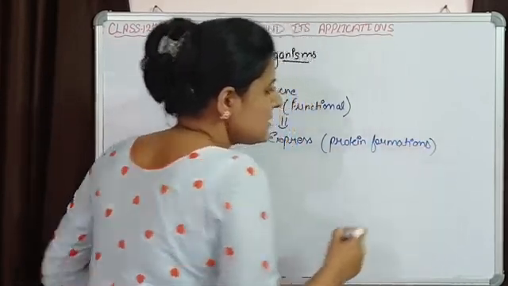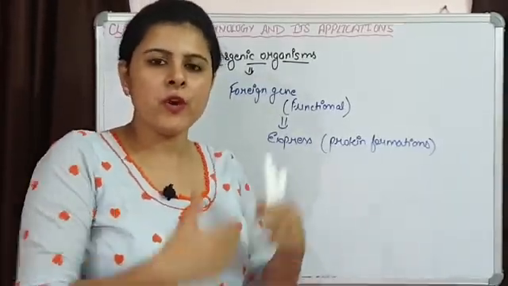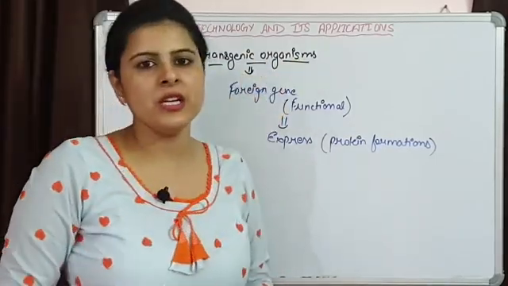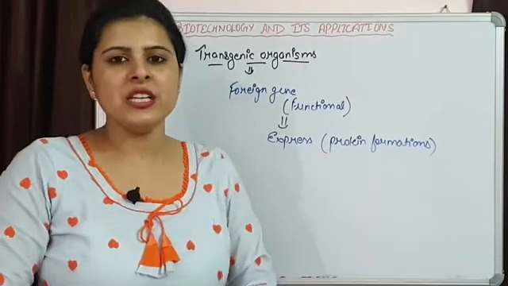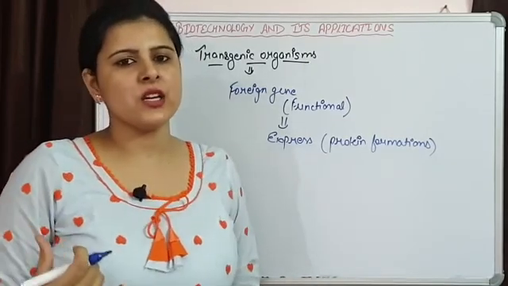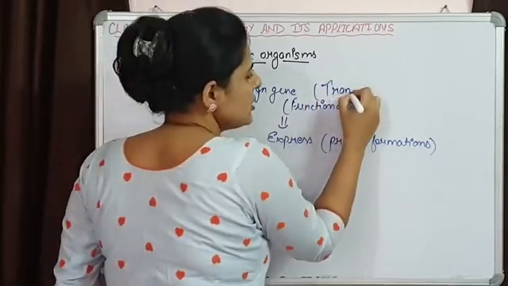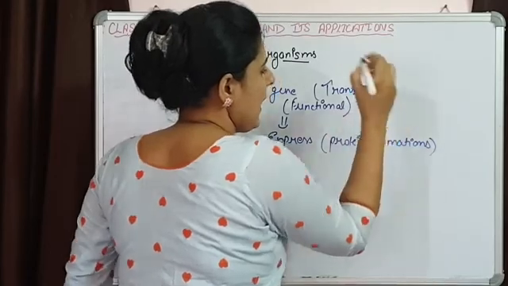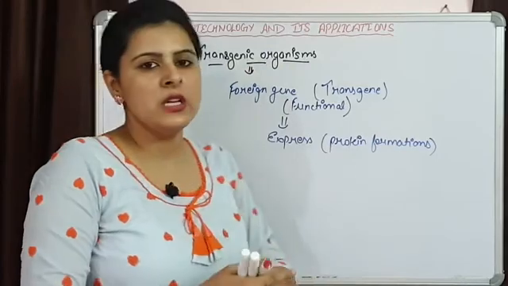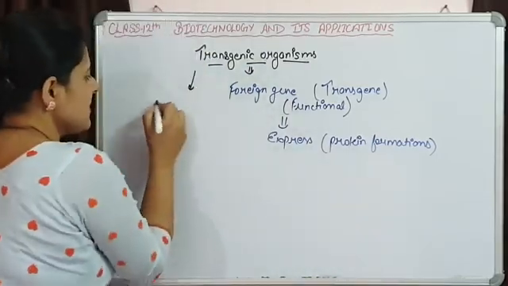So, such organisms which have received a functional foreign gene from a different species are known as transgenic organisms, and the gene that has been inserted into their genome, taken from another species, is known as transgene. And this whole process of making a transgenic organism is known as transgenesis.